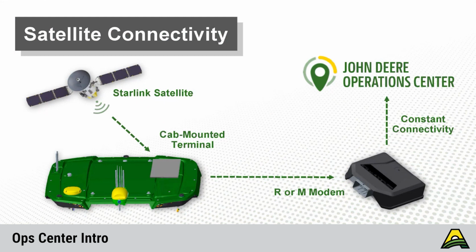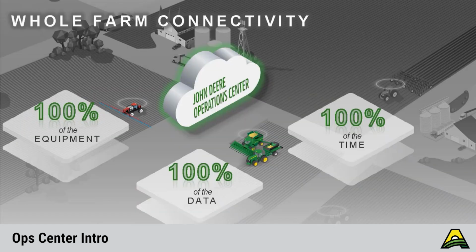So you probably heard, but John Deere did partner with Starlink, being able to put that satellite modem on the John Deere equipment, being able to have that machine connected to Operations Center at all times. So the goal of all these connections is to have 100% of your equipment connected 100% of the time to Operations Center, so you're collecting 100% of that data.